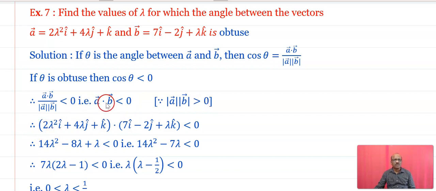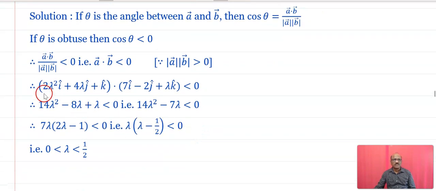Next, what is the A bar dot B bar? The A bar dot B bar, we will calculate it. The value of A bar is 2 lambda square i cap plus 4 lambda j cap plus k cap, into B bar, 7i cap minus 2j cap plus lambda k cap, and that is less than 0. Now their dot product: 2 lambda square i cap into 7i cap, then you will get 14 lambda square, 4 lambda j cap and minus 2j, and then here you will get minus 8 lambda, plus k cap and lambda k cap, and here you will get lambda only.